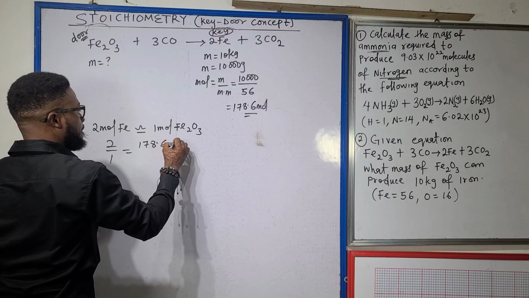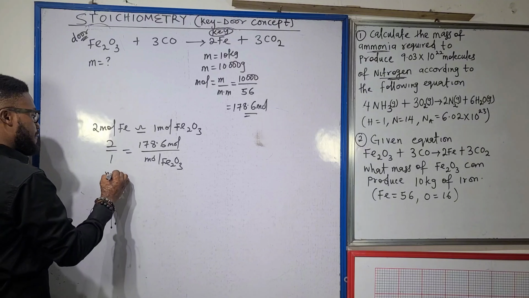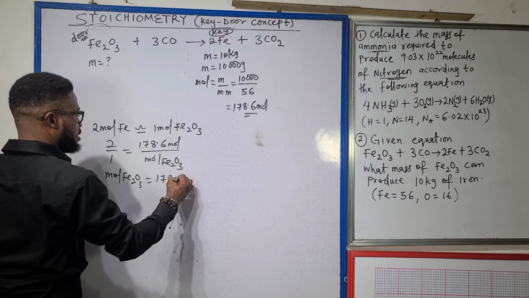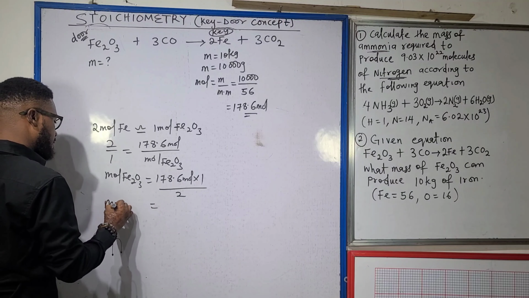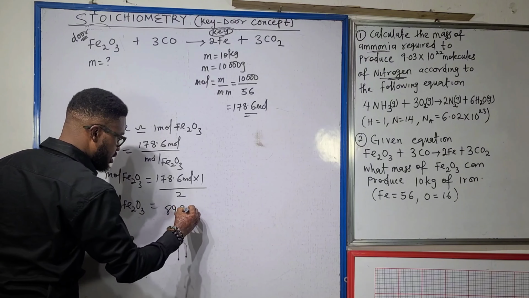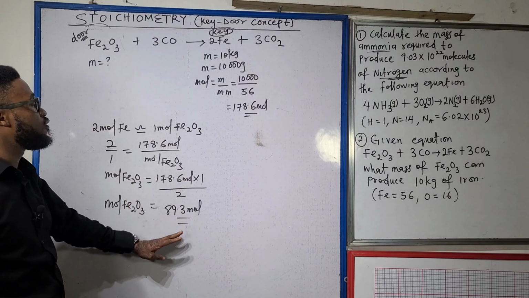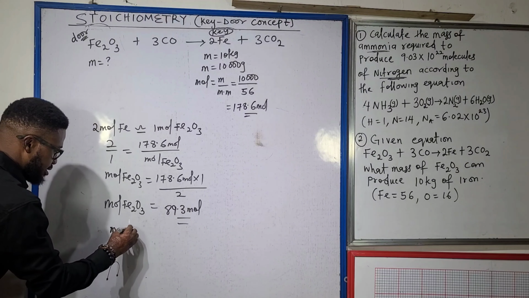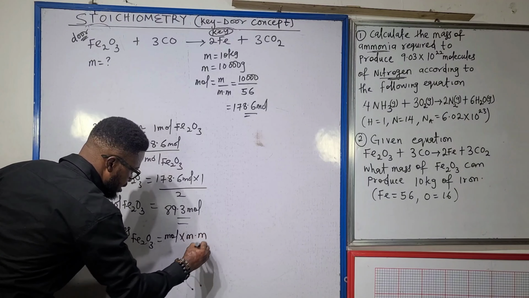So what I have is 178.6 mole divided by mole of Fe2O3. Mole of Fe2O3, we move here, that's 178.6 mole times 1 divided by 2. So mole of Fe2O3 is 89.3 mole. That is the mole of iron(III) oxide. But I was not told to look for mole, I was told to look for mass. Then I have to convert this mole into mass, so that the mass of Fe2O3 should be mole times molar mass.